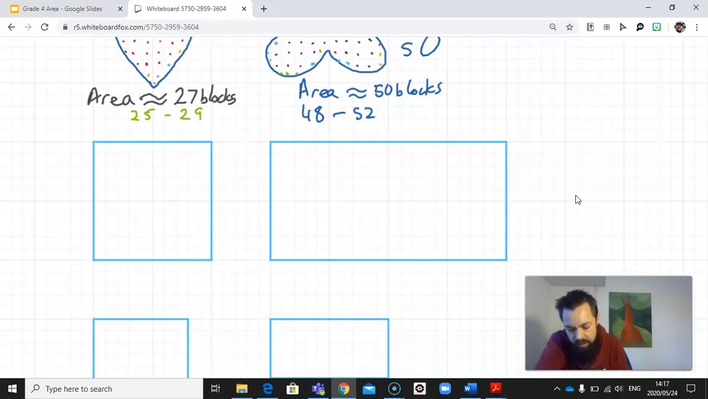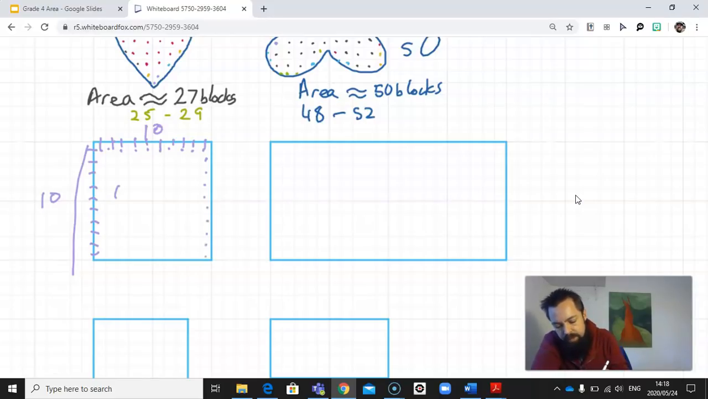How many small blocks do we have? Well, let's count how many are touching this side. 1, 2, 3, 4, 5, 6, 7, 8, 9, 10 are touching this side. 1, 2, 3, 4, 5, 6, 7, 8, 9, 10 are touching that side. Let's count them. So 1, 2, 3, 4, 5, 6, 7, 8, 9, 10. Another row of 10 is 20, 30, 40, 50, 60, 70, 80, 90, 100. And you might have noticed that 10 times 10 is equal to 100.